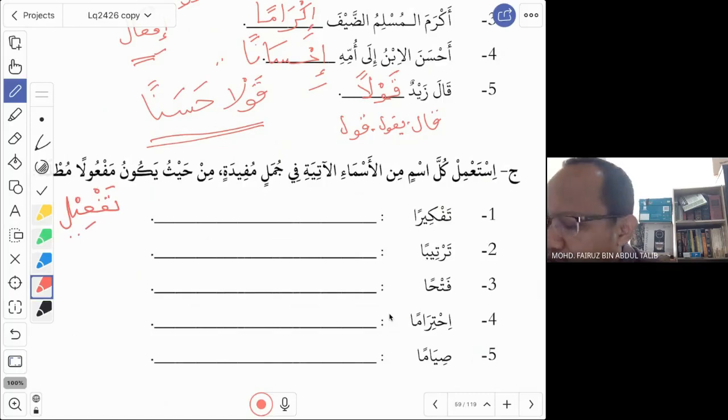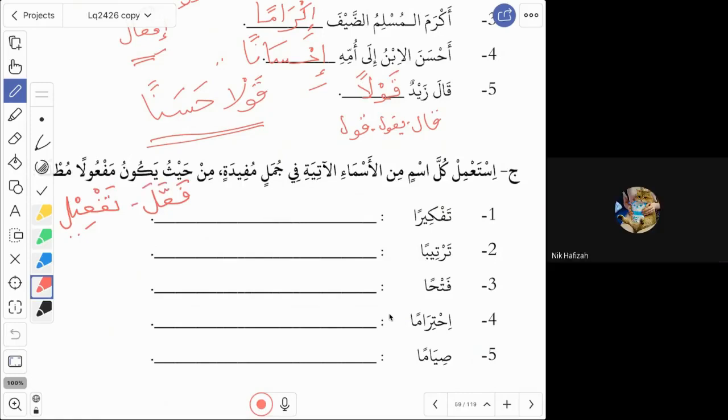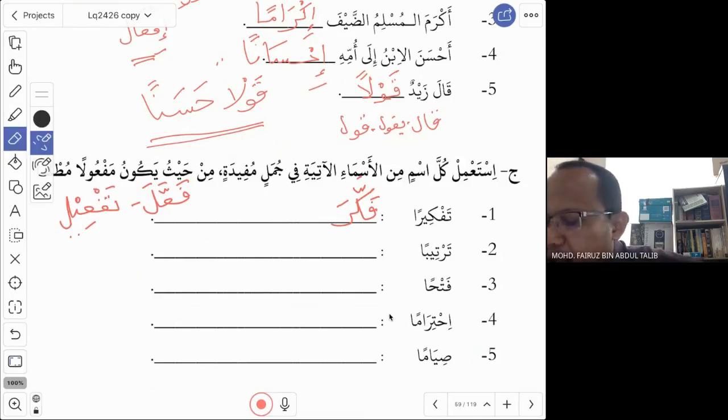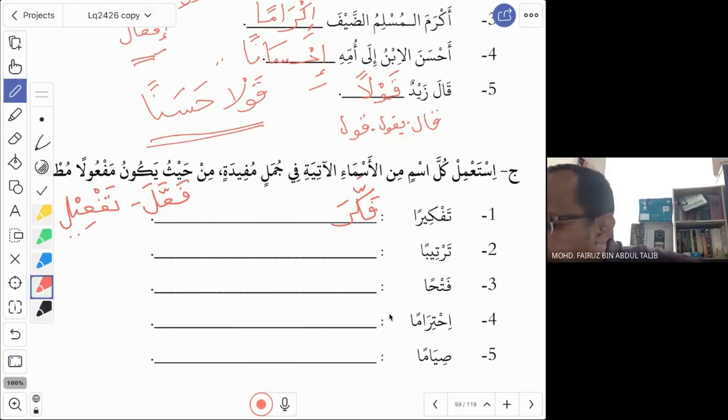Is it fa'ala, tafa'ala, fa'ala? Fakkara. Good. This is from the fi'l fa'ala. So when you know this, you will be able to identify the fi'l, which is fakkara. Okay, so fakkara means to think. So next, you just complete the sentence. Who thinks what? Who thinks, and then you just put tafkiran in the end. Just give a fa'il. Let us write a fa'il. Fakkara al-mu'allimu.